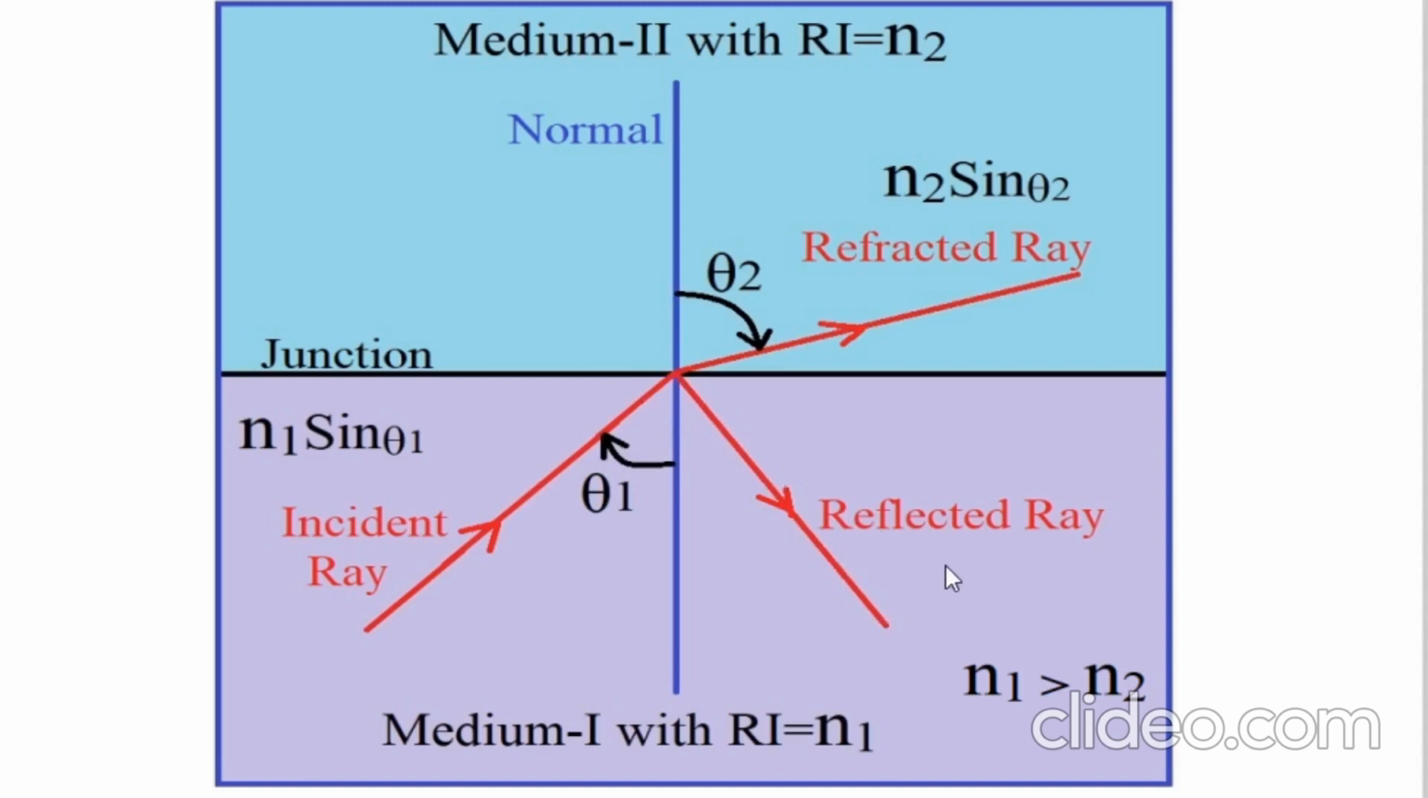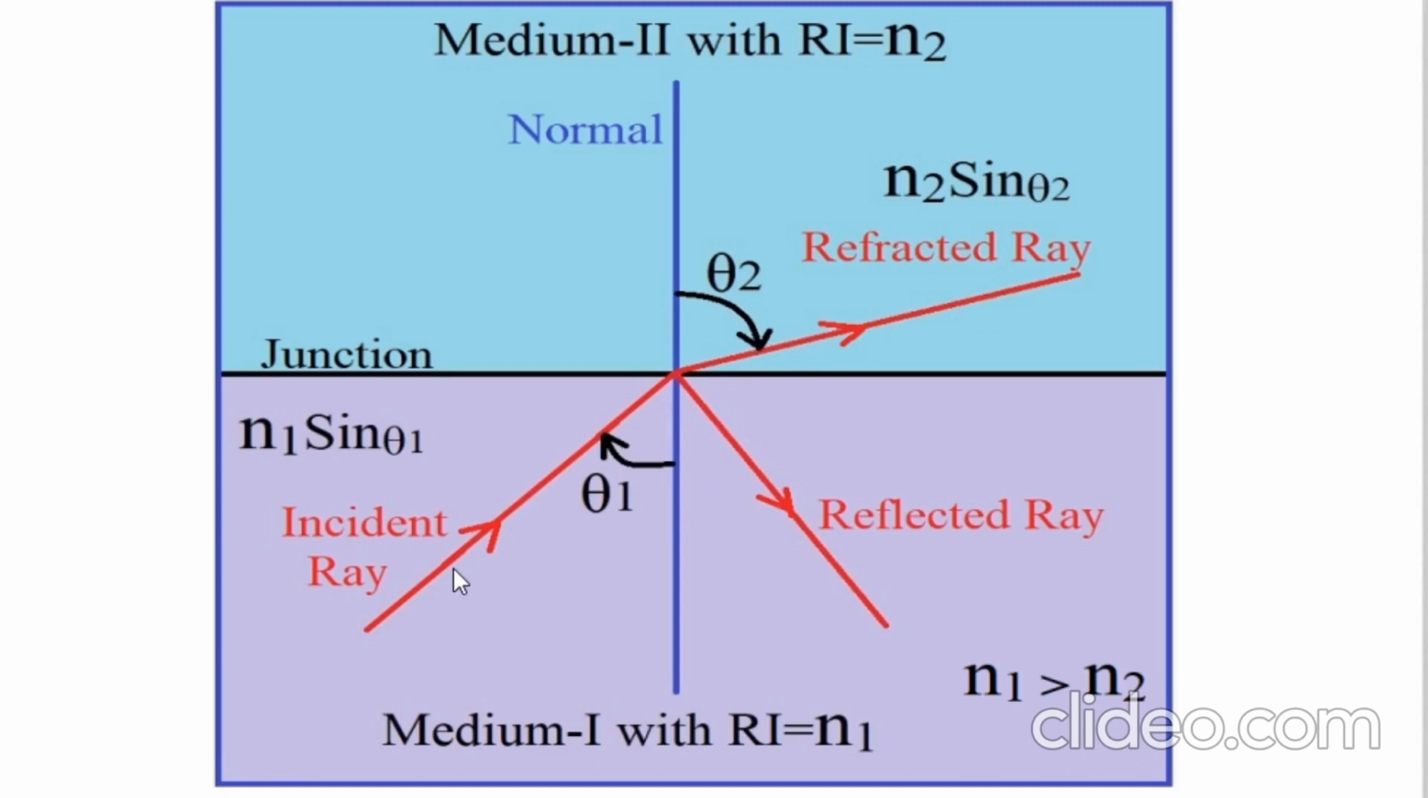So this is a reflected ray into the same medium because N1 is greater than N2. But some part of that incidence light will be refracted into medium 2. And this light, which is refracted, is our loss of light energy.